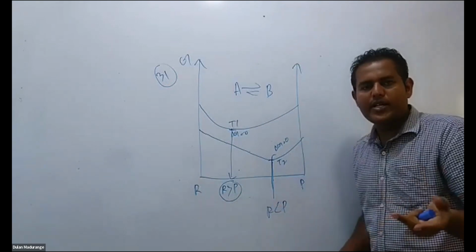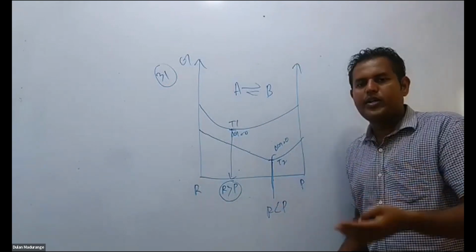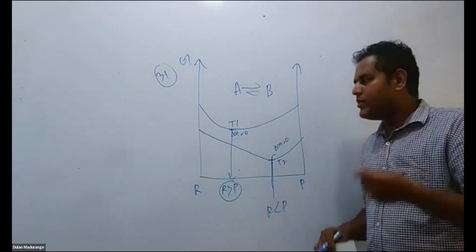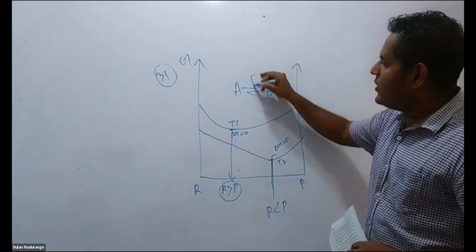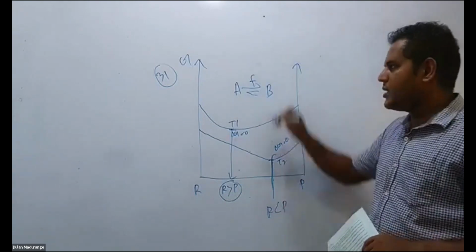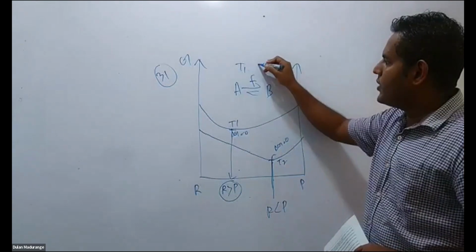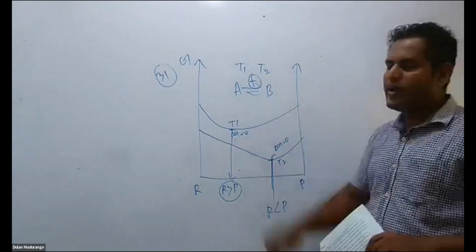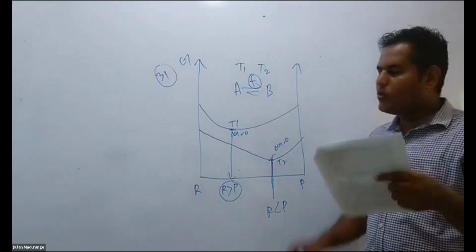Think about the reaction. Both reactants and products are there. When the products content increases, what happens? Right, products content increasing means the forward reaction is favored. So remember, when you are moving temperature from T1 to T2, the forward reaction has been favored. The question itself says T2 is higher.